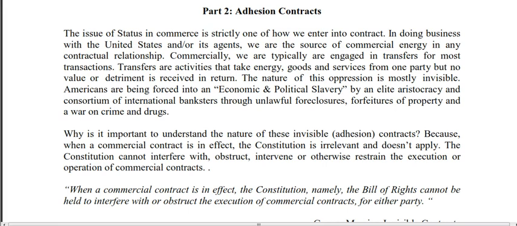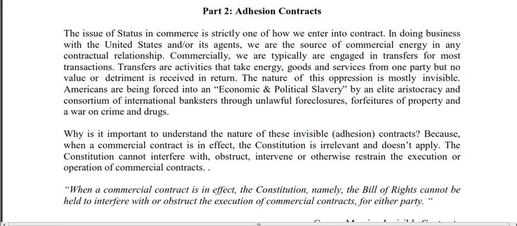Americans are being forced into an economic and political slavery by an elite aristocracy and consortium of international banksters through unlawful foreclosures, forfeitures of property, and a war on crime and drugs. Why is it important to understand the nature of these invisible or adhesion contracts? Because when a commercial contract is in effect, the Constitution is irrelevant and doesn't apply.